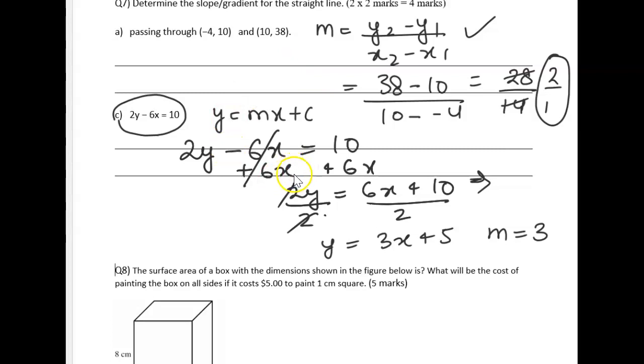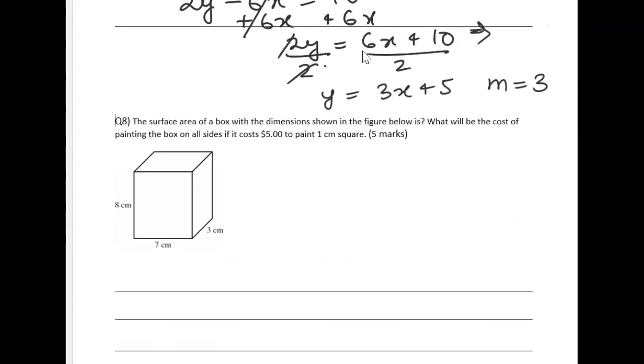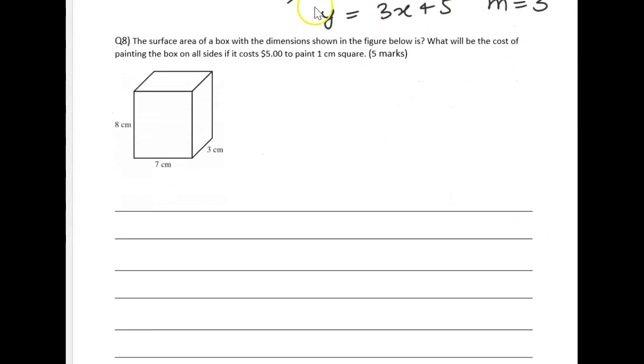Please make sure you practice more questions like this when you're given an equation in this form and you have to find the slope, or you have to find the slope using y2 minus y1 over x2 minus x1. Okay, one of the next questions is we are finding a surface area of the box.